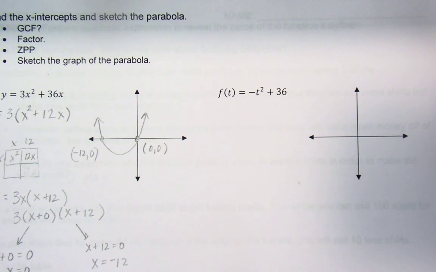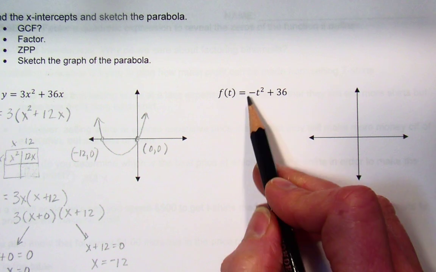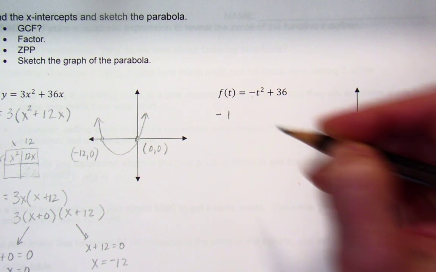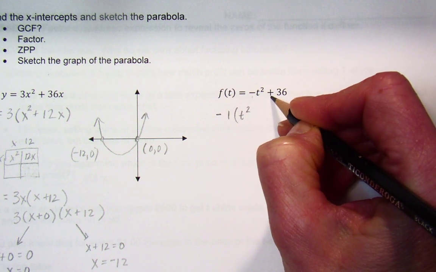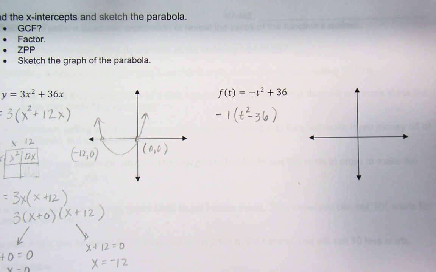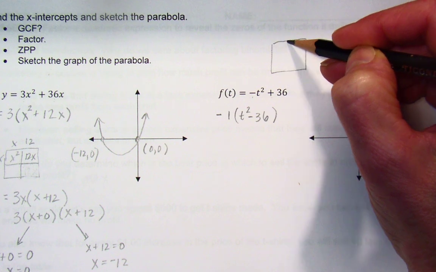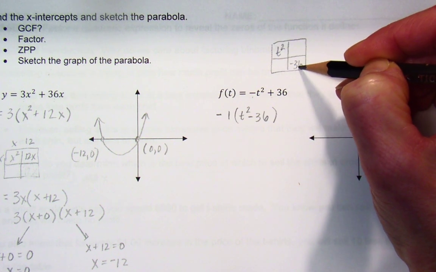For this example, do I have a GCF between these two terms? Yes, I do, because the leading coefficient is negative. Negative 1 is my GCF, and then that's going to give me t squared. A negative divided from a positive is negative 36. If I think about this with an area model, this is t squared, this is minus 36.